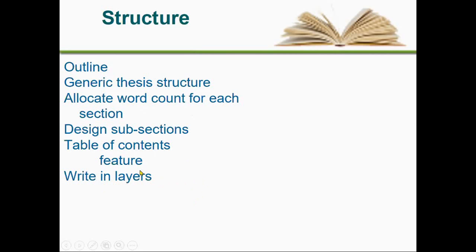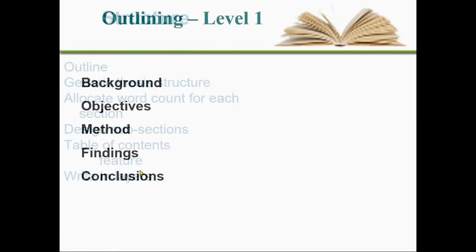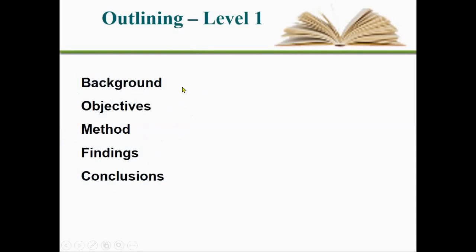You have to write things in the form of layers. First level of organization of outlining is you have to divide things into the different chapters: chapter 1, 2, 3, 4, 5, and so on. Even you have to go for introduction chapter, background or literature review, objective, then method, result chapter, finding, and the conclusion one.